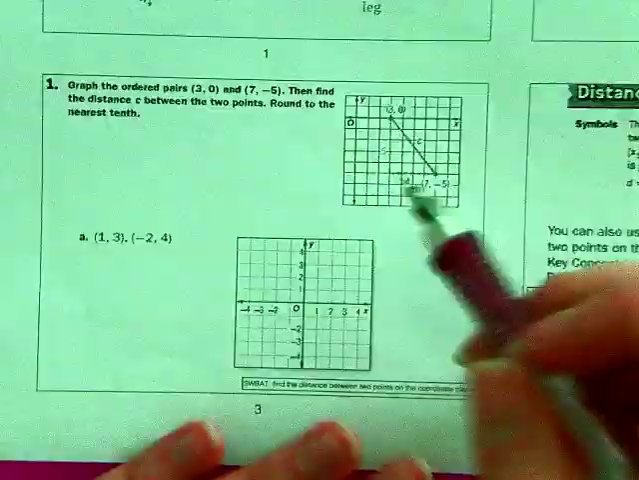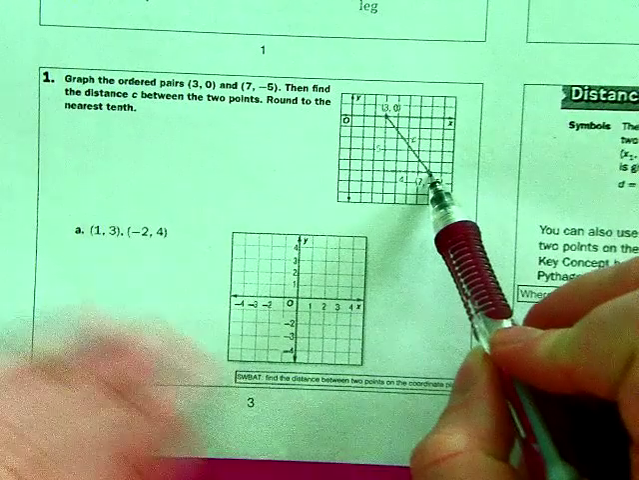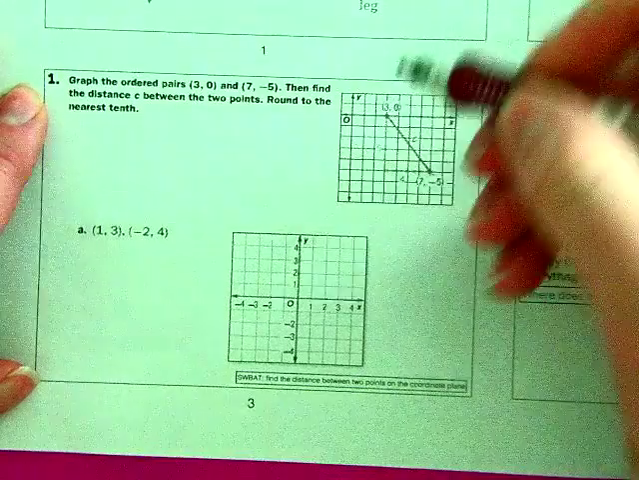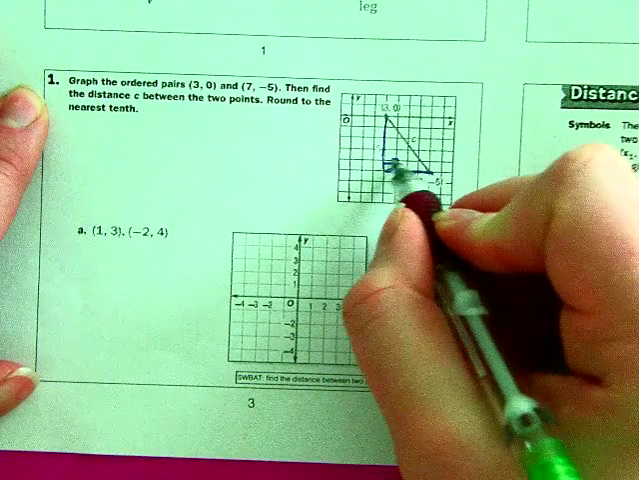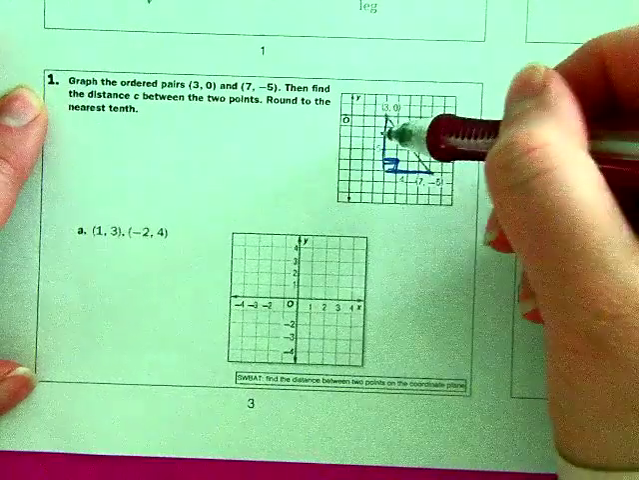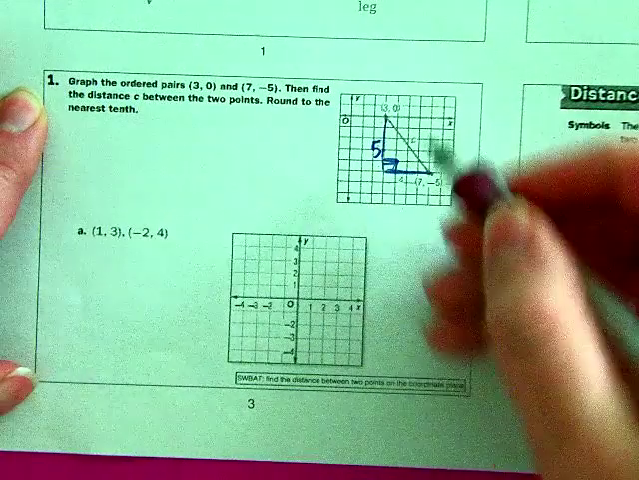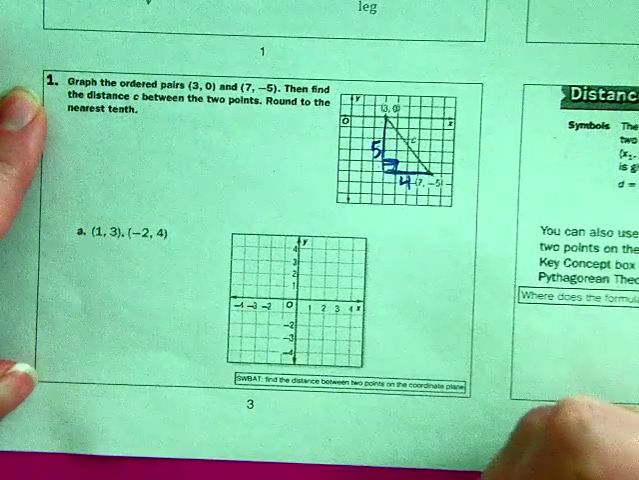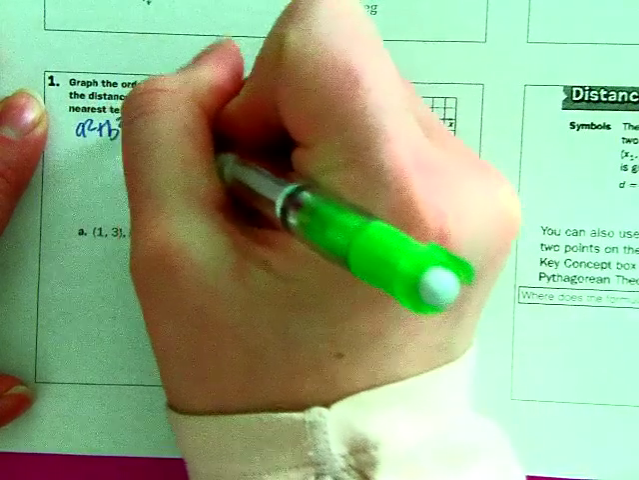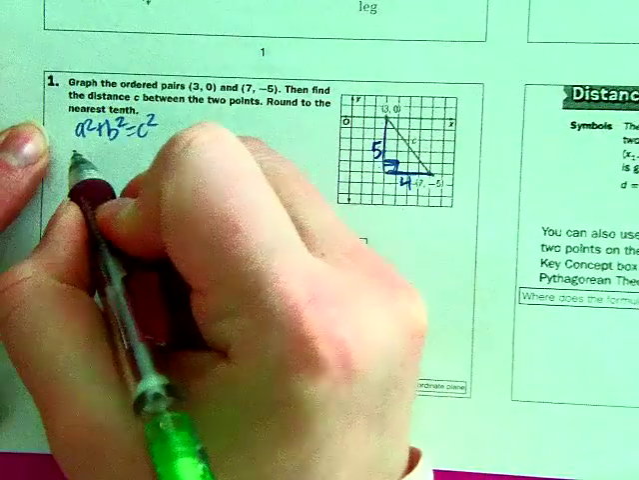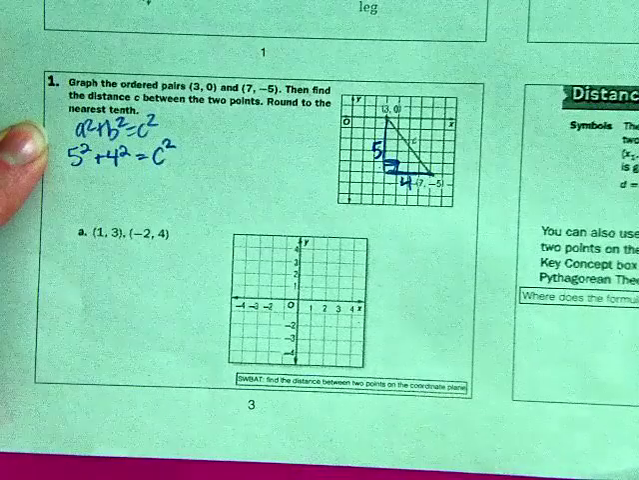So we're given a triangle here. Graph the ordered pairs (3, 0) and (7, -5). Then find this distance. Well, if I draw my right triangle on the coordinate plane, I know that this distance has a 1, 2, 3, 4, 5. Here's 5, so there's a leg, it's 5. 1, 2, 3, 4, and I have another leg of 4. So I'm solving for c squared, so I can use the Pythagorean theorem and just plug in what I know. 5 squared and 4 squared, either one is a and b, equals c squared.